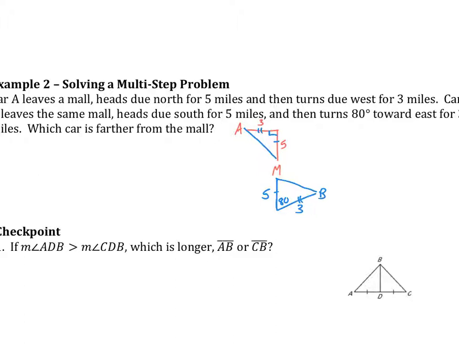In this case, car A is further because 90 degrees is greater than 80 degrees. So since that angle 90 is bigger than the angle 80, we know that car A is further away.